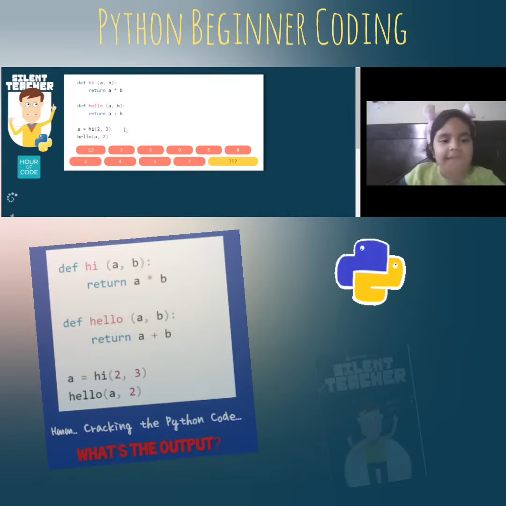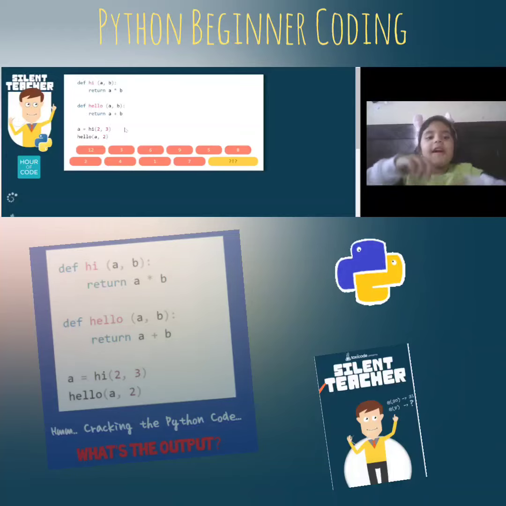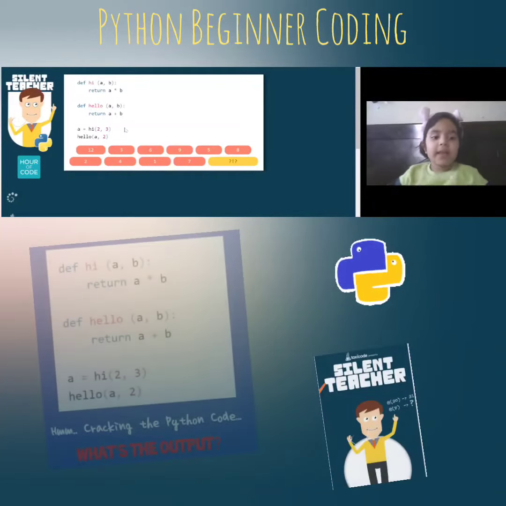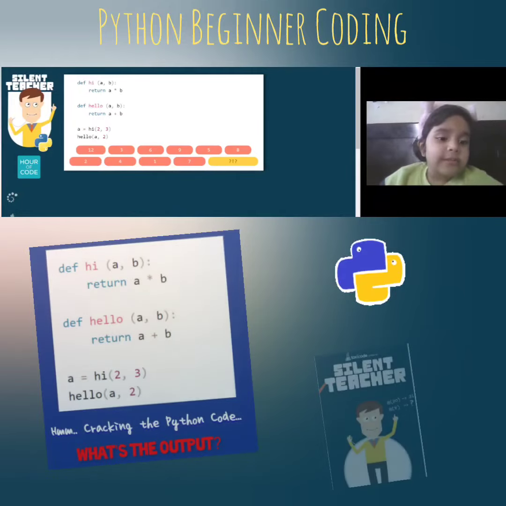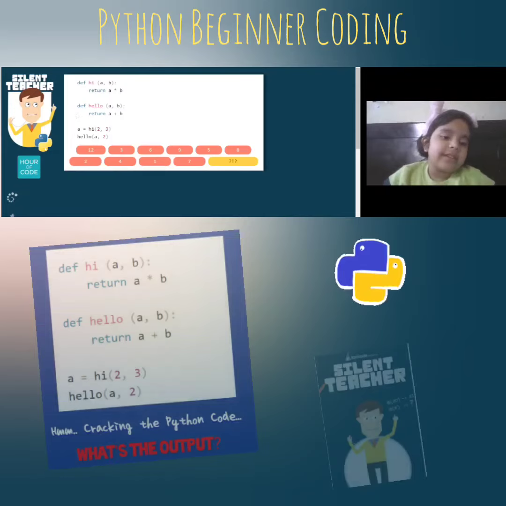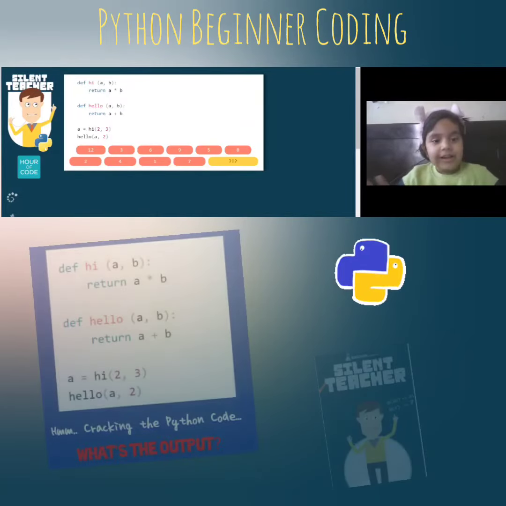There are two variables, A and B. So the first one, hi, returns A times B. But the second one, hello, returns A plus B. So we have to solve this. Don't get confused with this A and this A. They are both different.